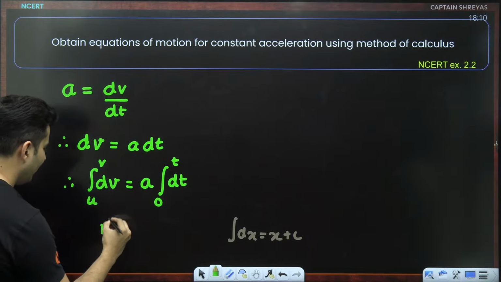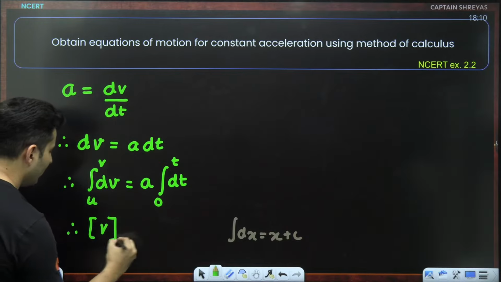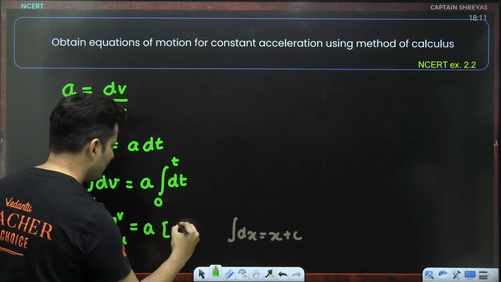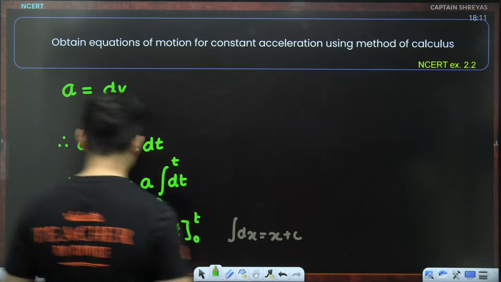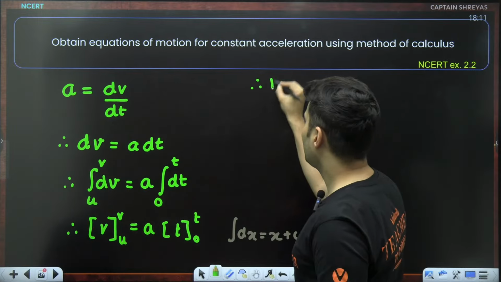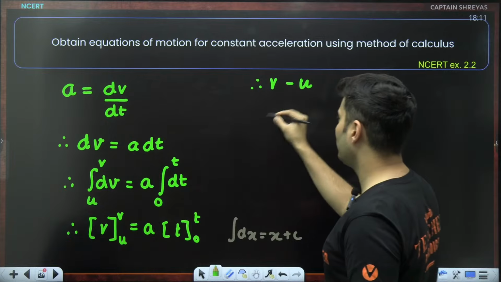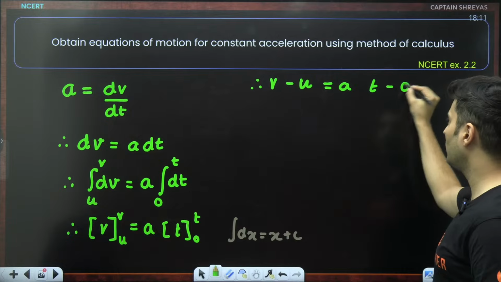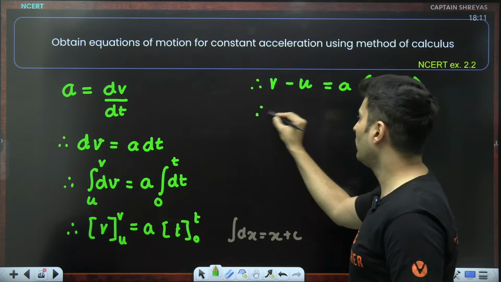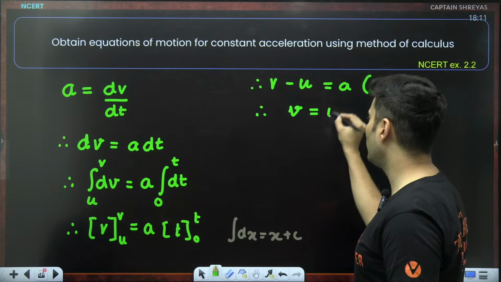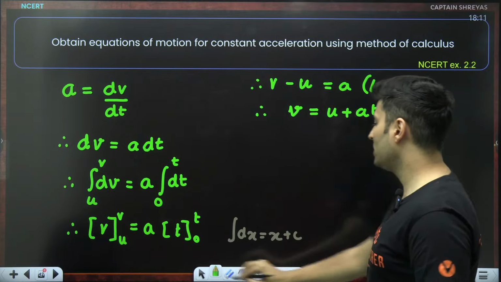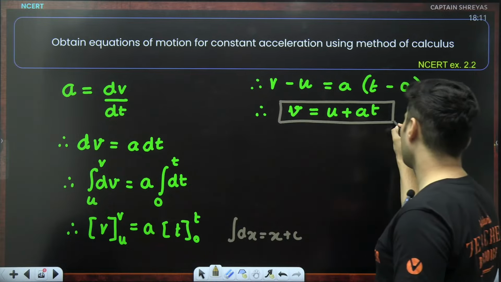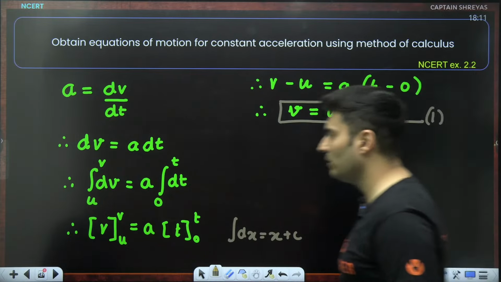So this will be nothing but v. I'll put the limits over here, u and v. Here also dt's integration will be just t, and I'll put 0 and t over here. First put v, then put u, and then subtract. Then put t, then put 0, and then subtract. So therefore, taking u on the other side, I'll get v is equal to u plus at. Now this is our first equation of kinematics.